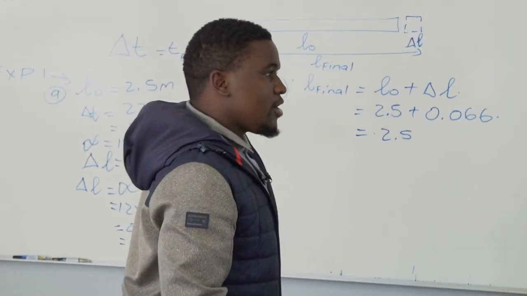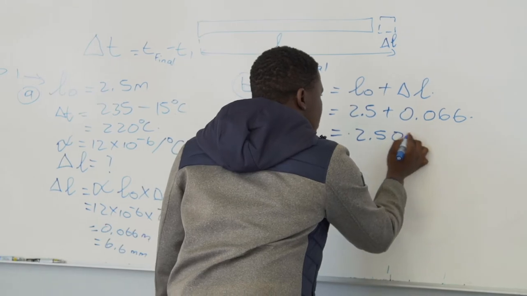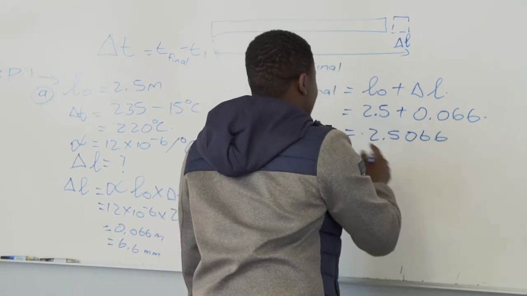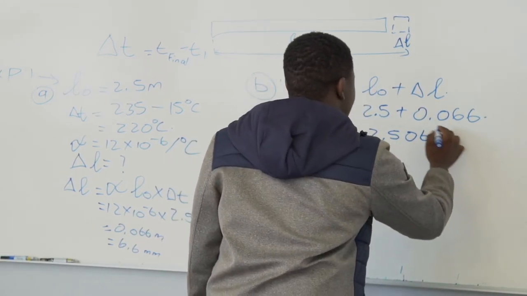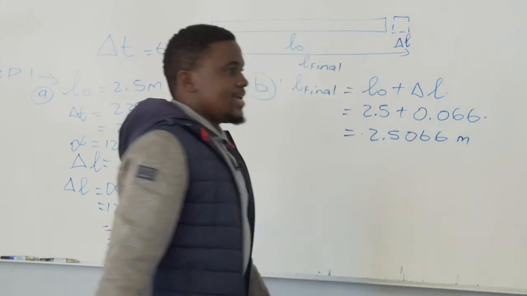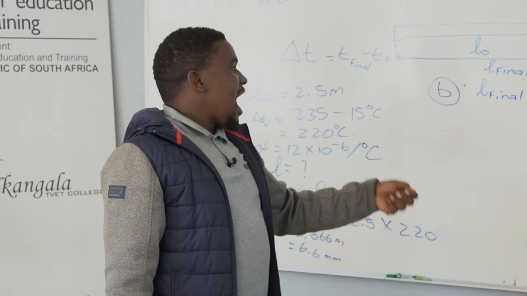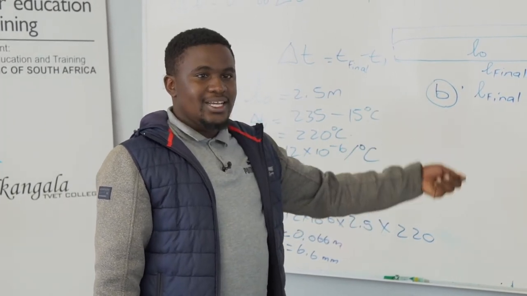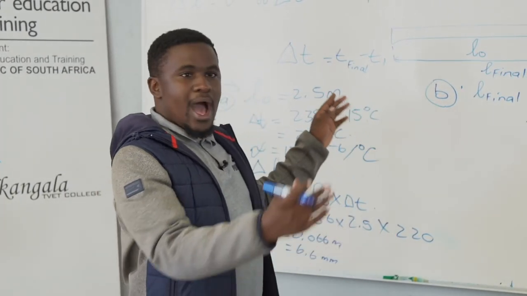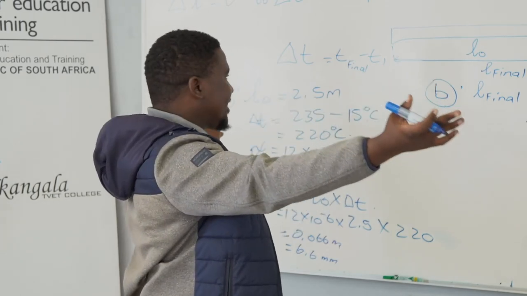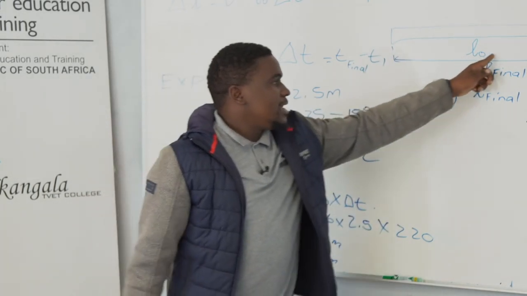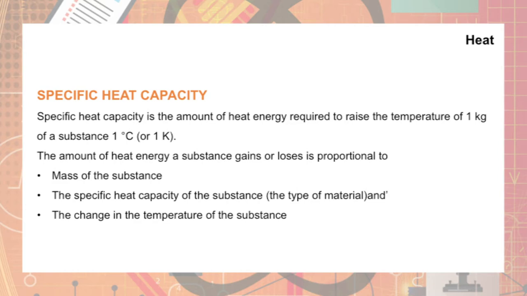2.5066. This one is in meters. Then this one will give us our final length, when our aluminium rod has increased from the original length at room temperature, which is L0, to a final length.